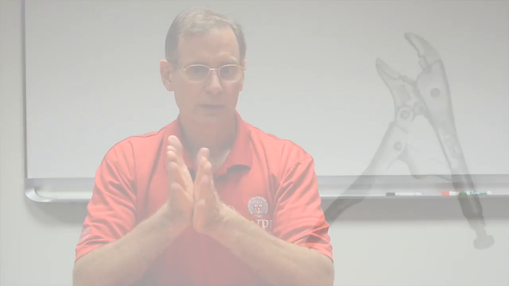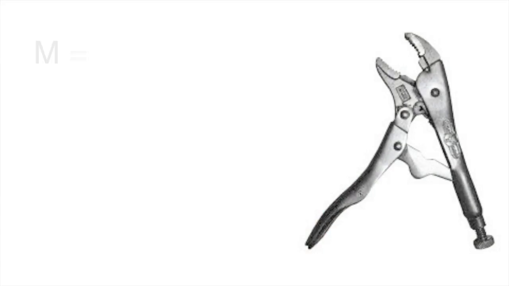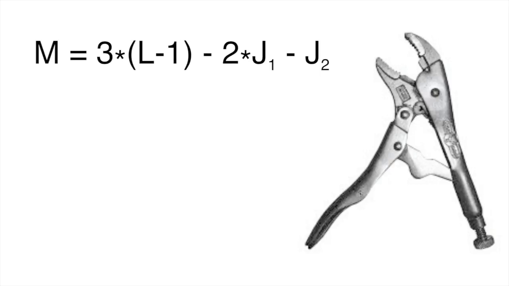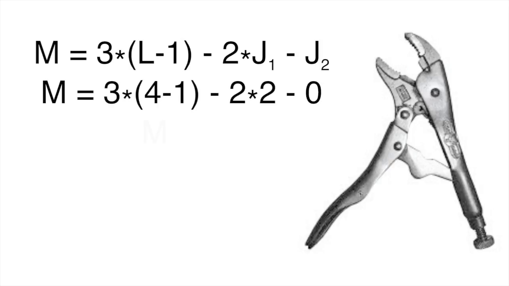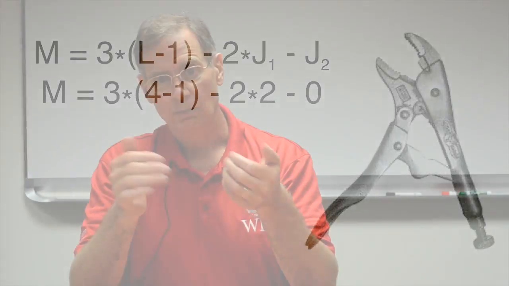Let's just review the mobility equation now. Mobility equation says that we have, as shown here, 3 times the quantity L minus 1, minus 2J1 minus J2. So what happens when we add in that screw? Well, we add a link, so that increases that sum by 3. And then we're subtracting off a full joint, so that decreases it by 2. So the mobility just went from 1 to 2.